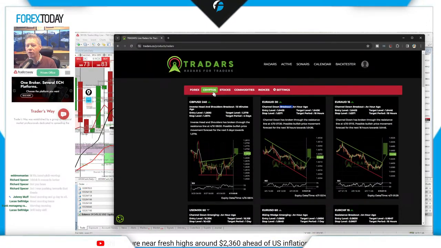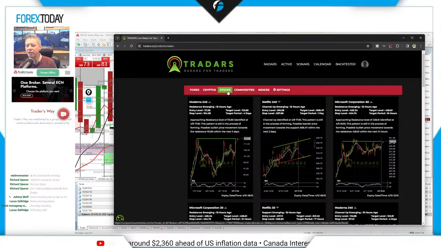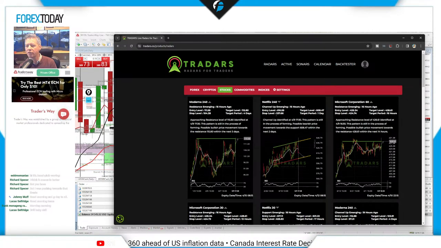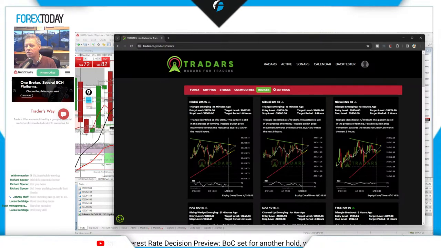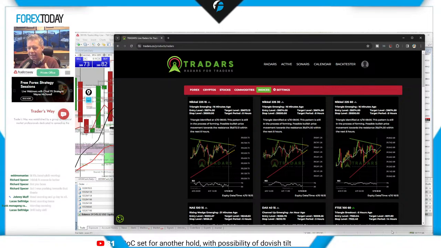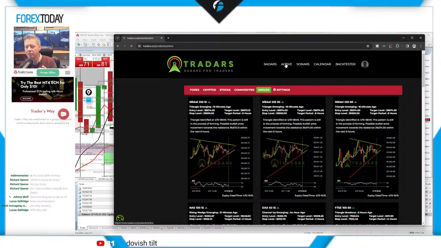And that's just Forex. It does crypto. It does the individual stocks like Moderna, Netflix, Microsoft. Does commodities. Cool, right? And indices. So these are radars. It's looking into the future. These are trade plans. It's planning trade setups. And then at some point, if it breaks this, it becomes an active trade.